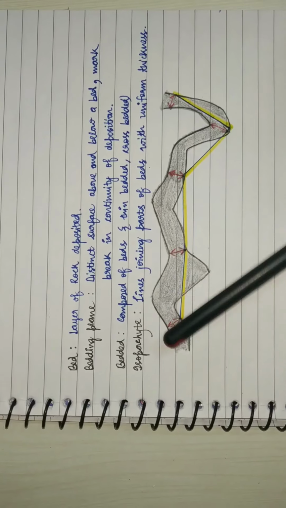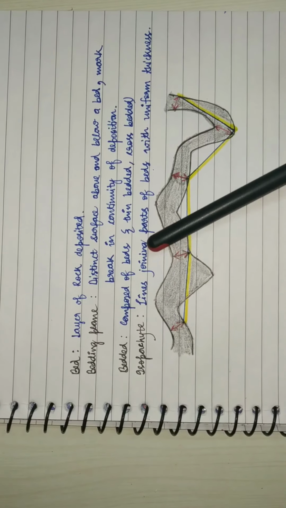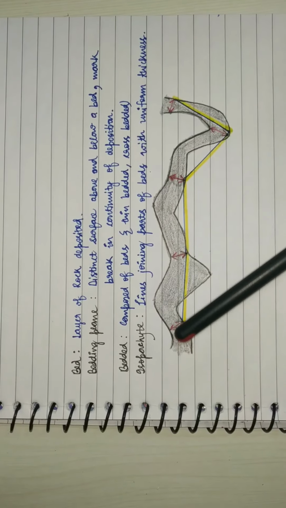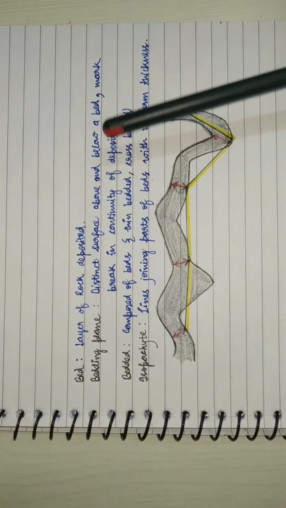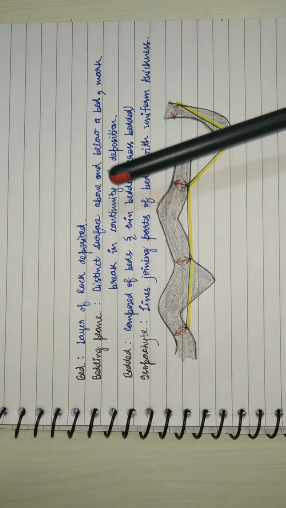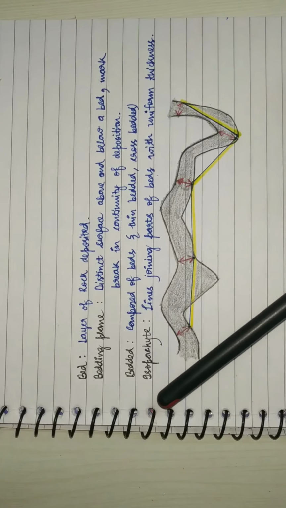So this is a distinct surface. Above this you can see a different bed, and below this there is a different bed, and the color of the bed is black. So there is a distinction. It marks the break in continuity of deposition, right?